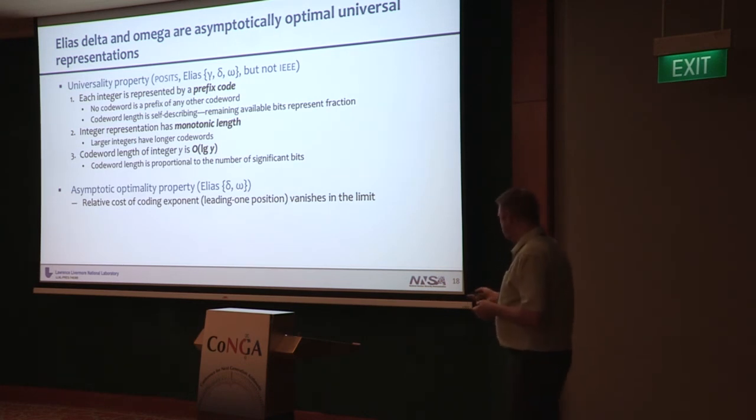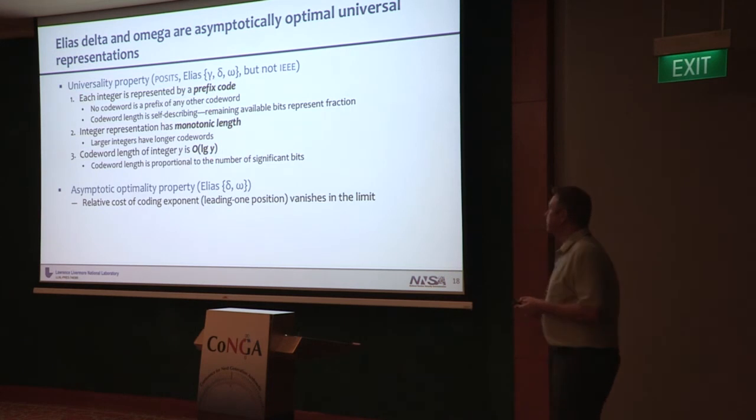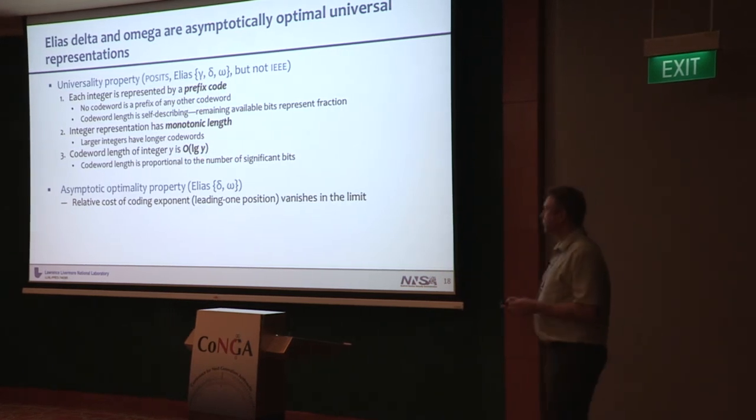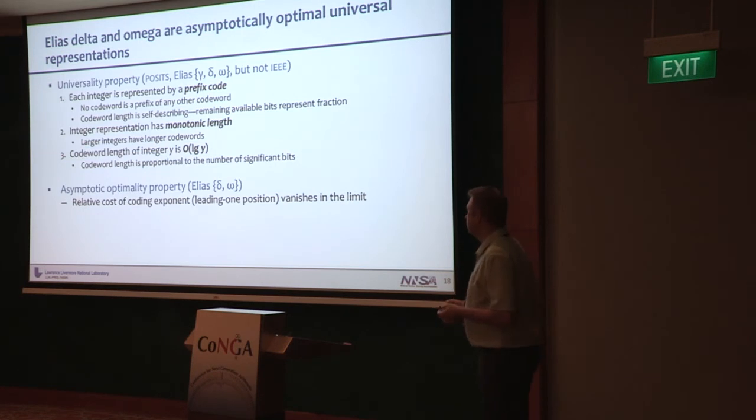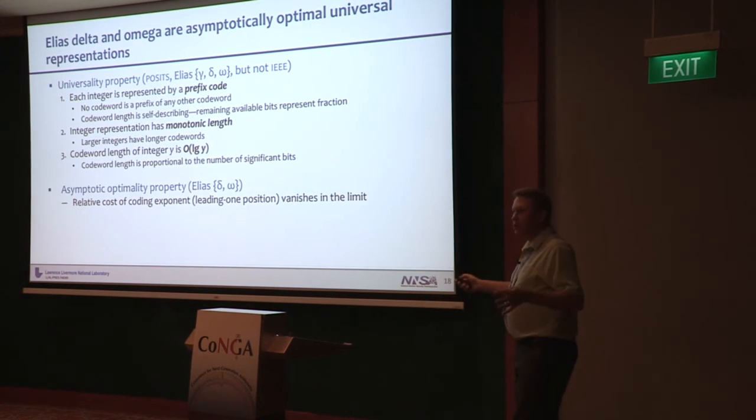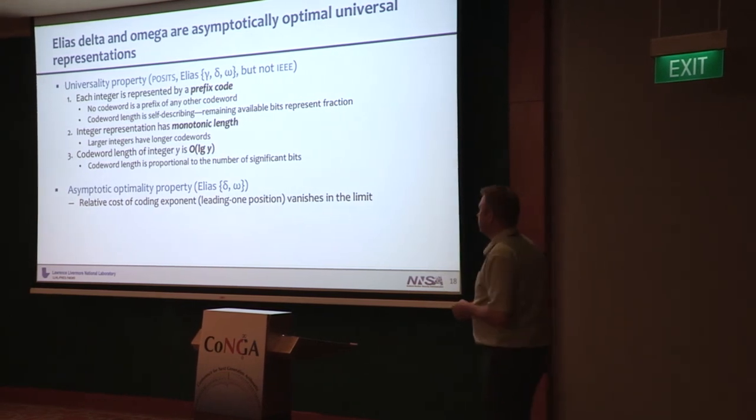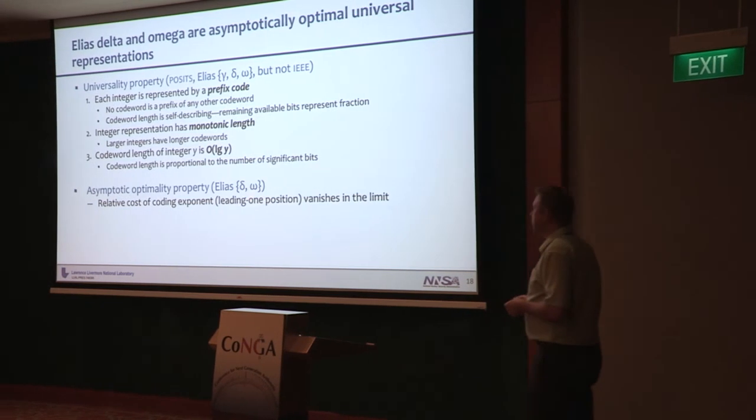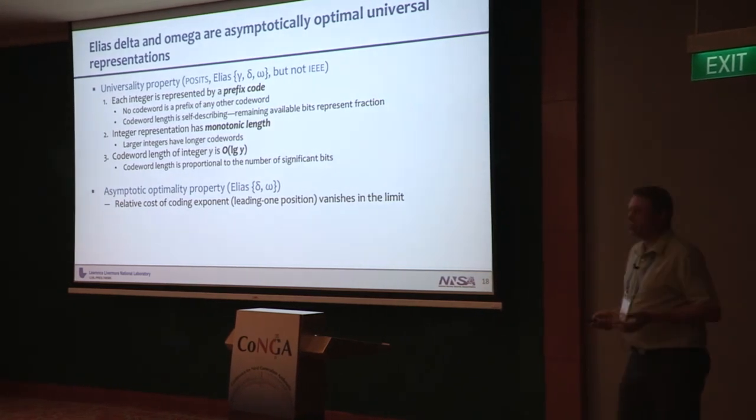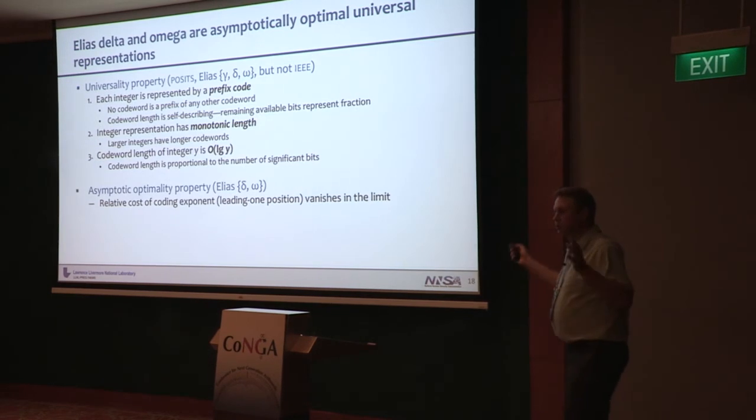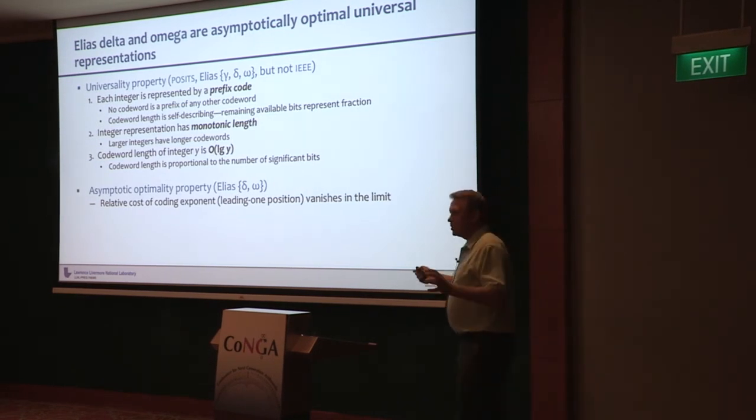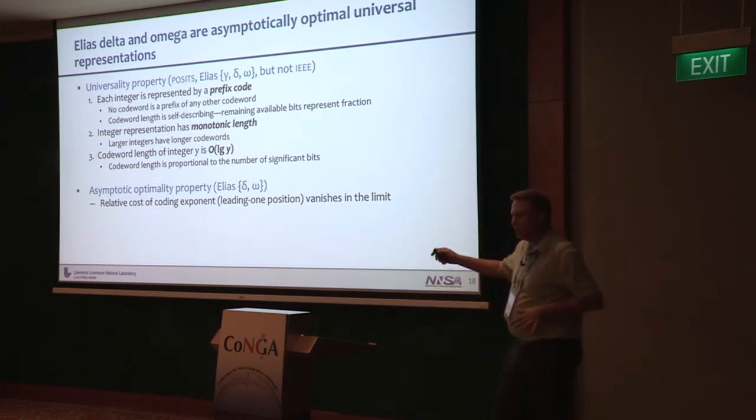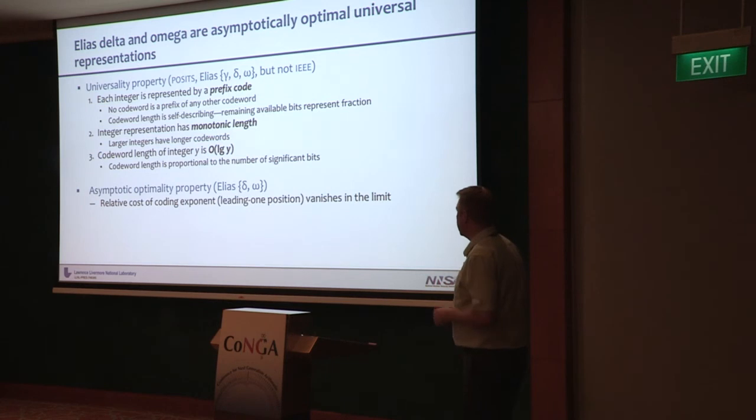And you also need to make sure, this is a little bit trickier, that the length of the integer is order of the actual logarithm of the number that you're trying to represent in terms of number of bits. Okay, so the length, the number of bits that you need can't increase too fast, is all it says. What Elias Delta and Omega have is also what's called the asymptotic optimality property, which means that as you get to bigger and bigger numbers, the number of bits that you need to spend to encode the exponent essentially vanishes. The ratio of that to the actual number of bits that you need for the integer itself, for its binary representation, goes to 0.